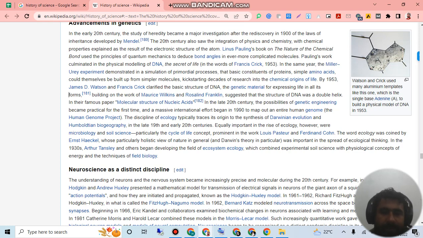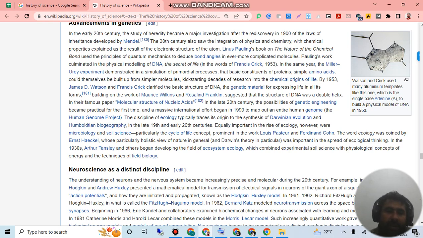In the late 20th century, the possibilities of genetic engineering became practical for the first time, and a massive international effort began in the 1990s to map out an entire genome, the Human Genome Project.